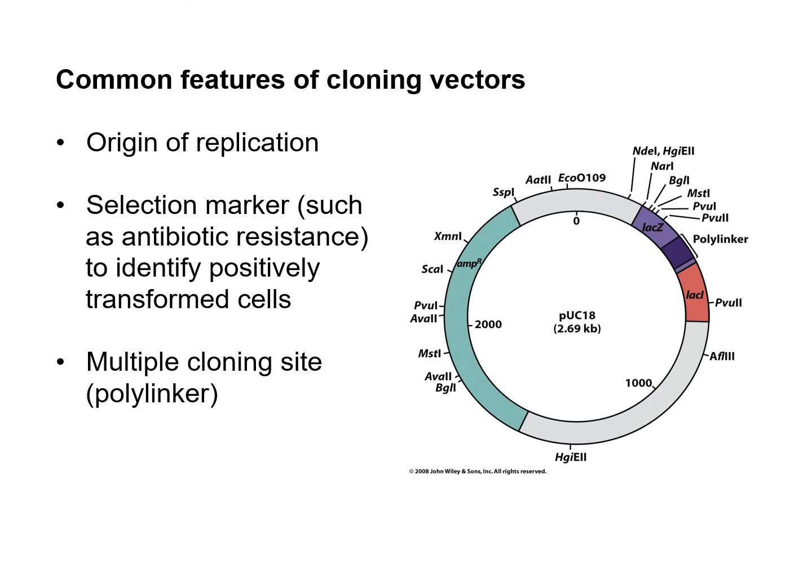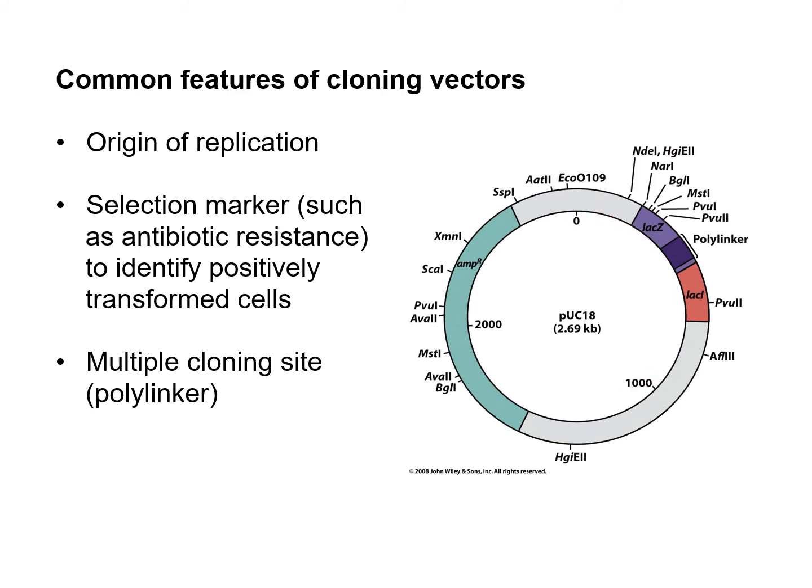These are the common features of cloning vectors or the plasmid. The first one is origin of replication, which is unfortunately not indicated here, but the origin of replication is the place where the replication of a cloning vector is initiated once you put this vector into the system where the replication is allowed, such as bacteria.